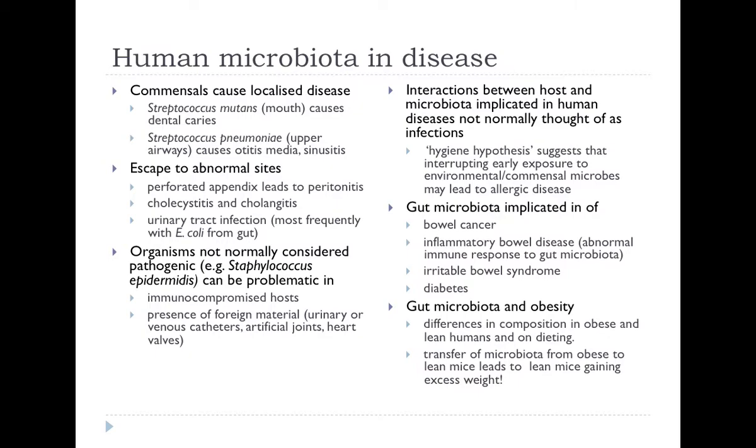And we recognise also that many organisms that are not normally considered pathogenic, in the modern healthcare context, can actually be pathogenic. So if we have immunocompromised individuals, or we have lots of foreign material, plastic and metal and so forth, some of these organisms, like Staphylococcus epidermidis, that lives on your skin, can actually become a pathogen.